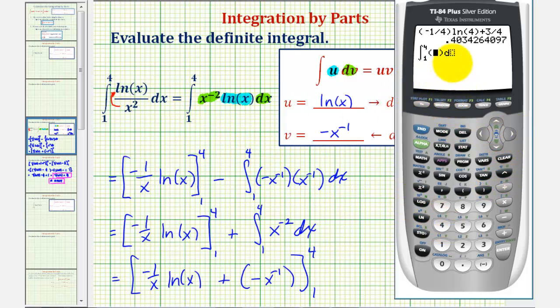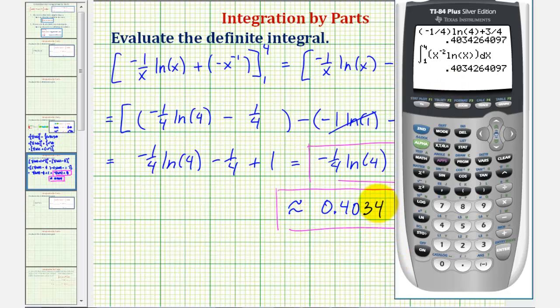Let's enter the integrand in this form here. So we have x raised to the power of negative 2, right arrow to exit the exponent, and then we have natural log x, close parenthesis, right arrow, the variable of integration, which is x, and enter. And notice how this does verify our result, as we see here as our decimal approximation. I hope you found this helpful.